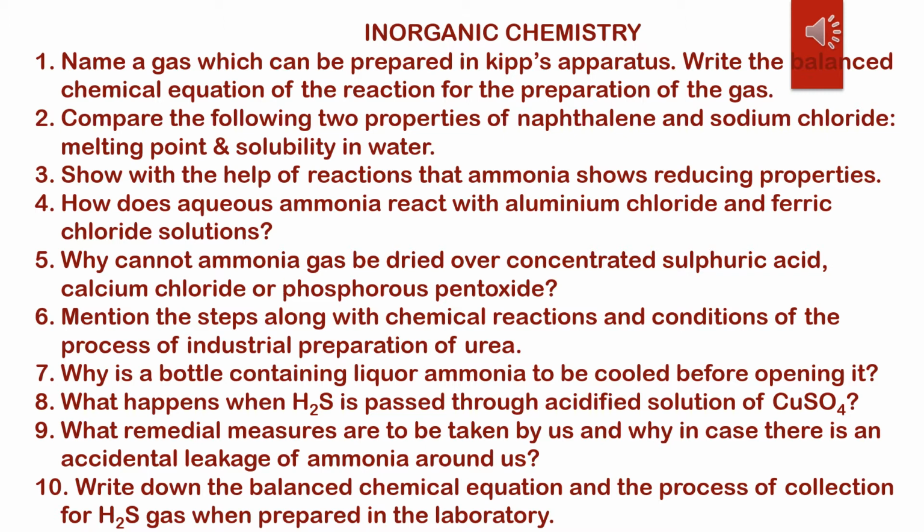So in the laboratory, hydrogen sulfide is prepared by the action of dilute sulfuric acid on ferrous sulfide. FeS plus H2SO4 equal to FeSO4 plus H2S. And collection, the H2S gas formed in this reaction contains a little amount of hydrogen gas. So it is freed from hydrogen gas by passing it through a U-tube immersed in freezing mixture. Here H2S is liquefied and H2 gas passes out.